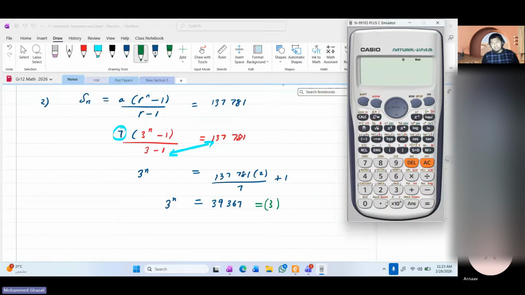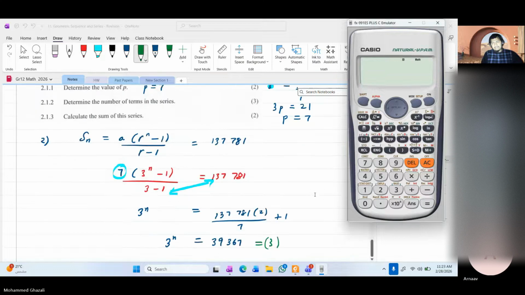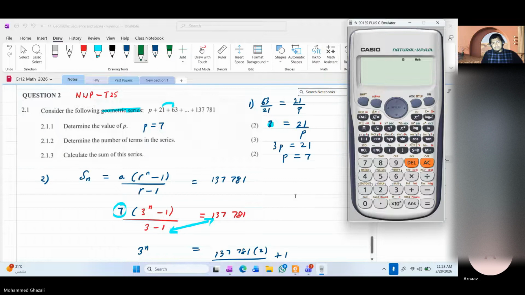Wait, I just want to double check my calculation. What if I try logs? Log base 3, 39367. Maybe I entered the values incorrectly. Determine the number of terms in the series. The value of A is 7. 3 to the power n minus 1 over 3 minus 1. That's fine. Again, let's see.